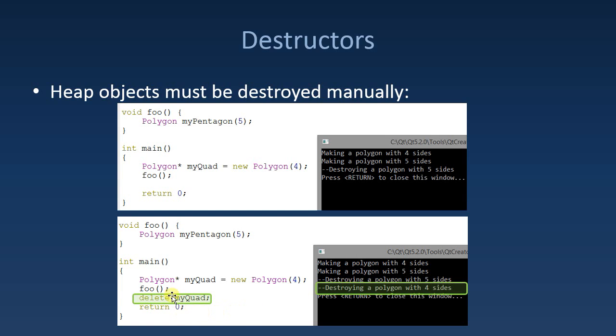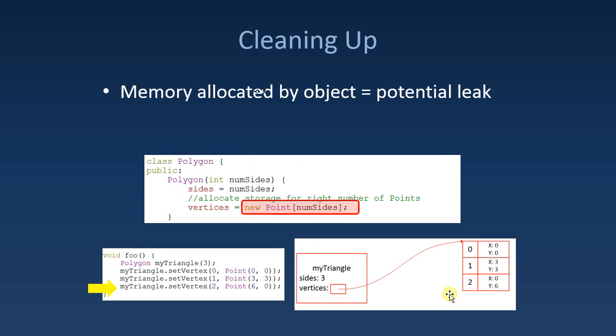If on the other hand, I insert this delete my quad, well, that's me stepping in and saying, look, I know you don't know when this thing on the heap's going away, but I'm telling you to get rid of that, to go destroy that polygon. And as part of doing that, the destructor gets called again. So whether it's something on the stack and this happens automatically, or whether it's something on the heap and we choose to do it, we're going to hopefully have this destructor run when we're done with the object, and this is the logical place to do cleanup.